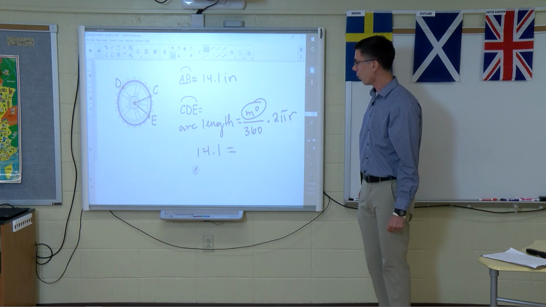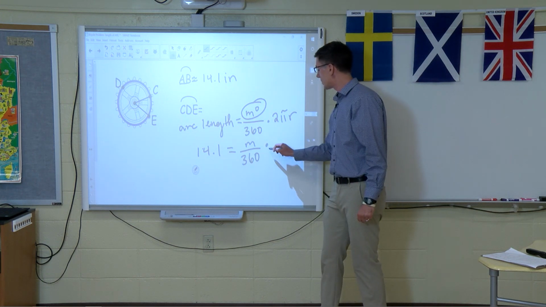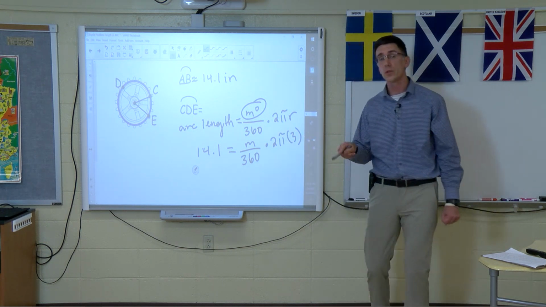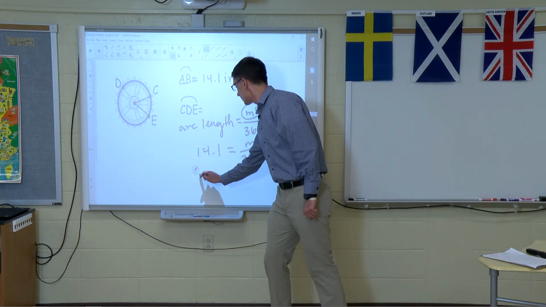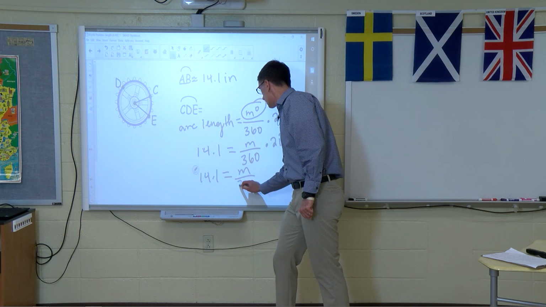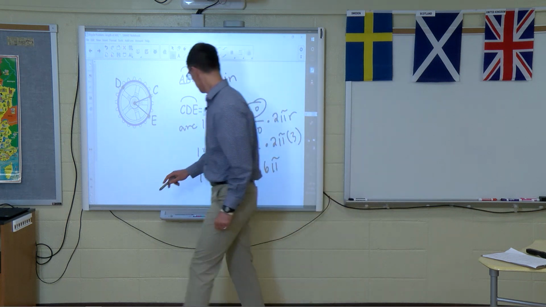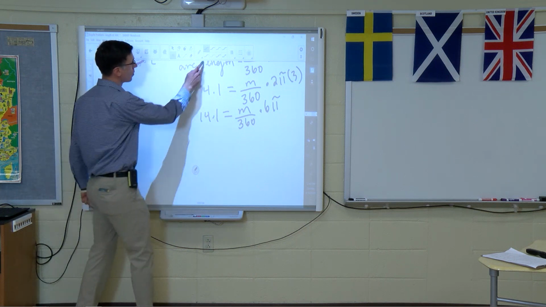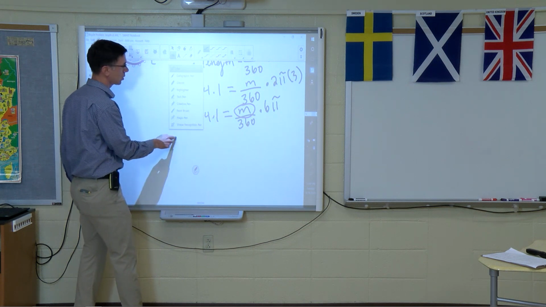And so we have 14.1 equals m over 360 times 2 times pi times a radius of 3, because we're dealing with the smaller gear and not the larger gear. Okay, so 14.1 equals m over 360 times 6 pi. Now remember, our goal is to solve for m.